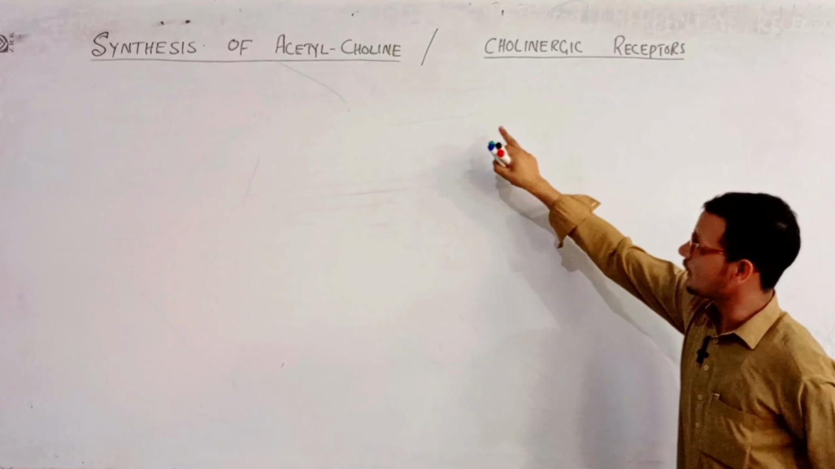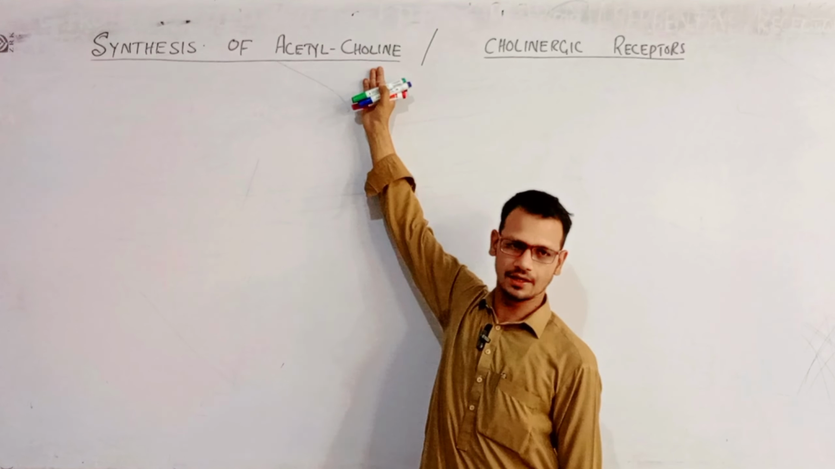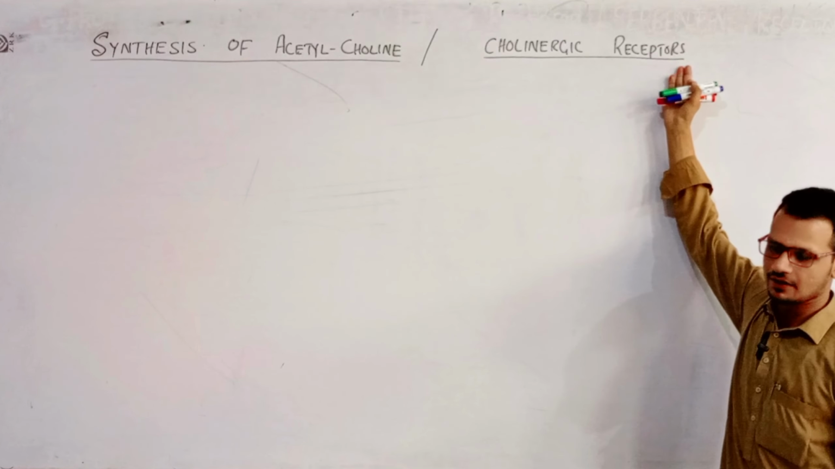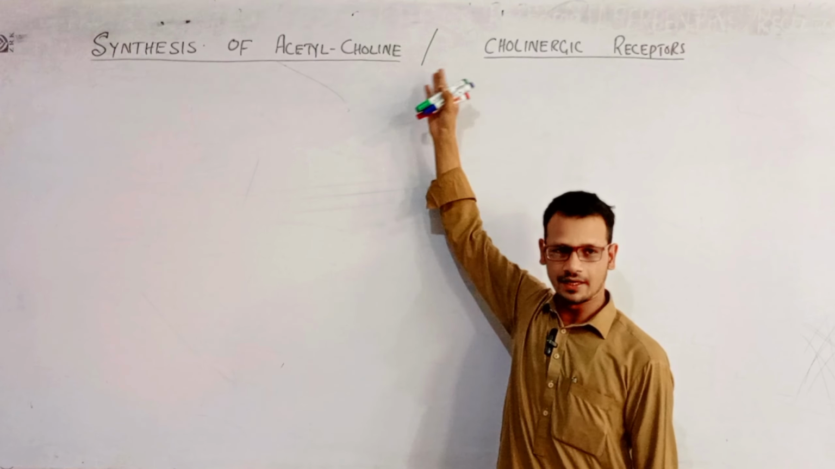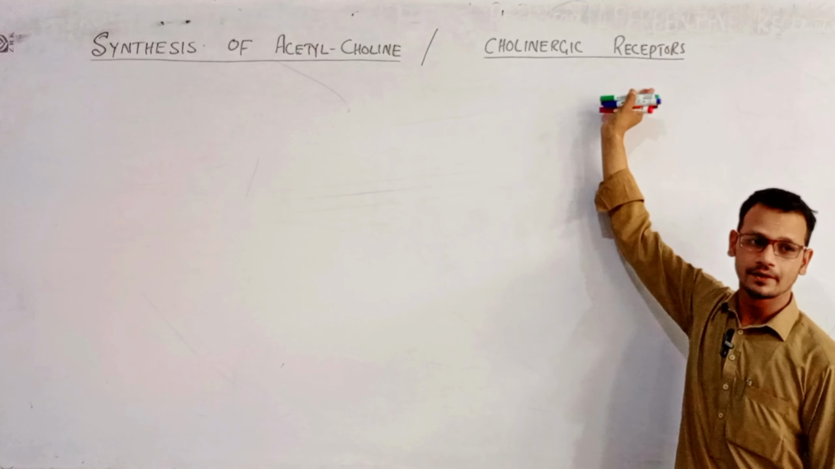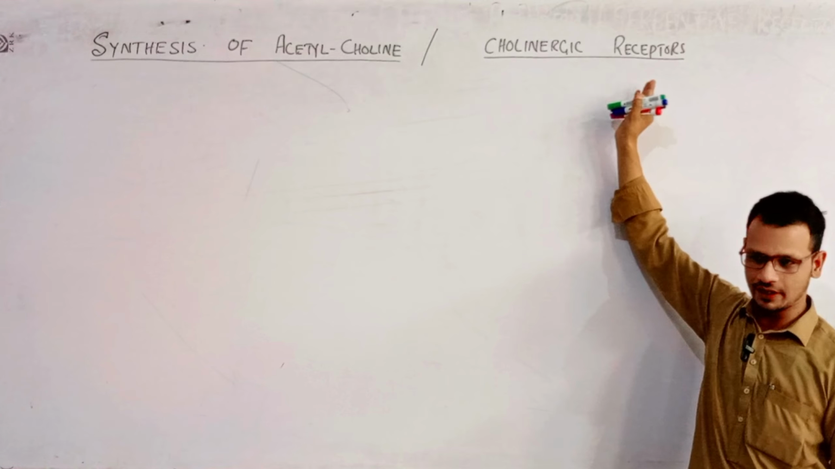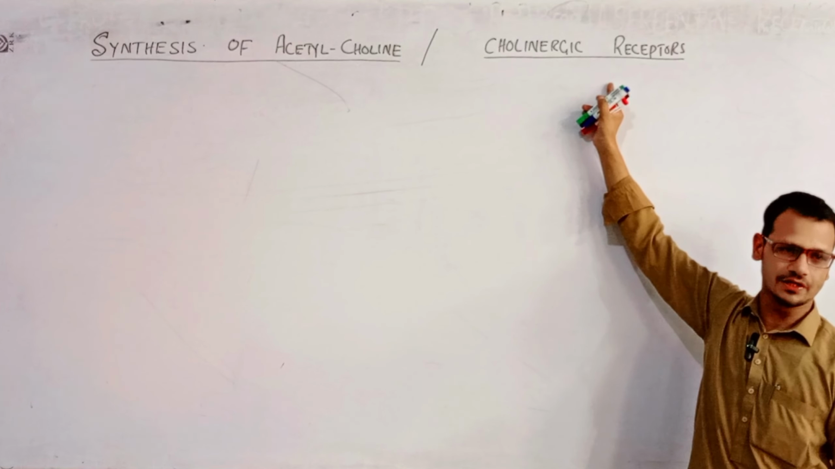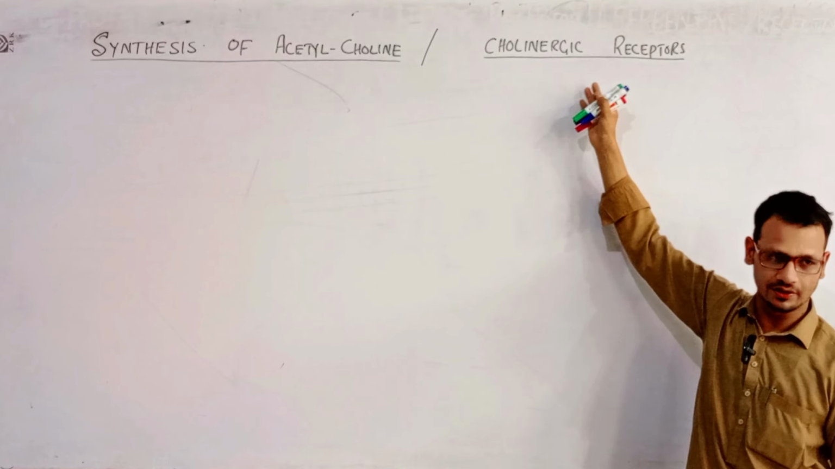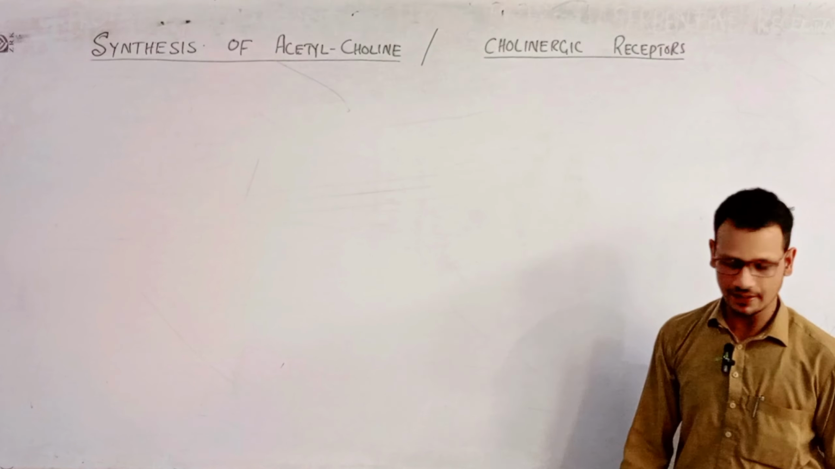And the receptors by which acetylcholine acts are called cholinergic receptors. First of all, we will discuss acetylcholine synthesis, and then we will discuss cholinergic receptors. And when you discuss cholinergic receptors, you will easily understand the cholinergic drugs and the anticholinergic drugs, right?